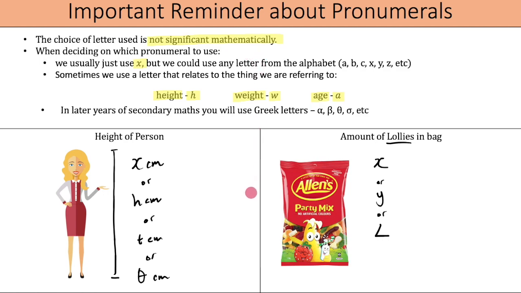So I really want to make sure that everyone walks away knowing that the letter that we use to represent something has no significance mathematically. That's really important. Every year, there's someone who thinks that there's some hidden meaning behind the letter we're using. There isn't. Mathematically, they are insignificant.